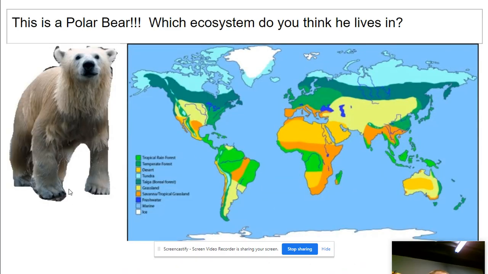Okay, so this is a polar bear. So which ecosystem do you think he lives in? So kind of look the map over and make your prediction.